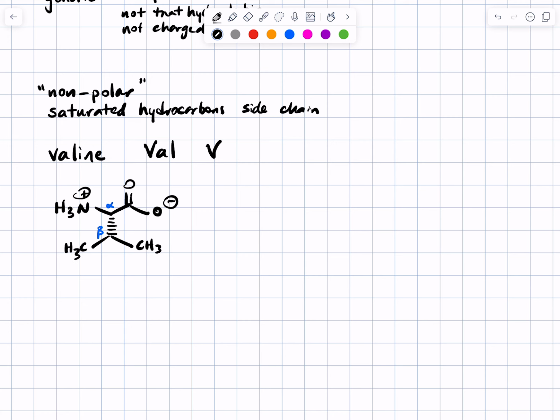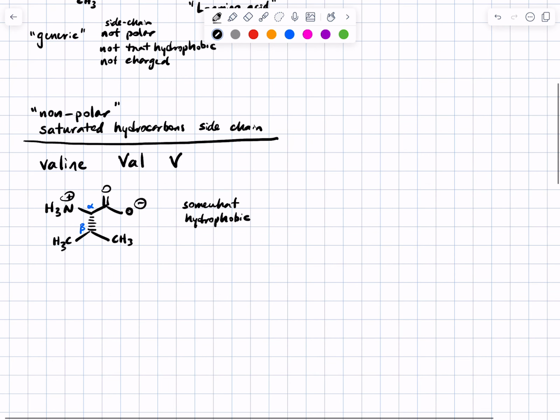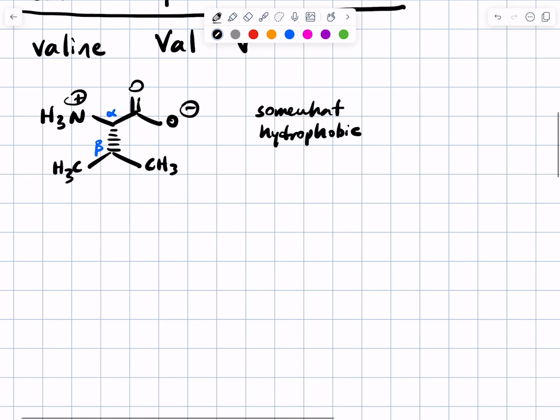all of the amino acids in this category, nonpolar, are going to be somewhat hydrophobic, meaning that there will be some preference for them to not be exposed to water. Another interesting thing about valine is it's got a branch here at the beta carbon. You got a place where the side chain goes in two different directions. We'll call this a beta branched amino acid, a beta branched side chain.